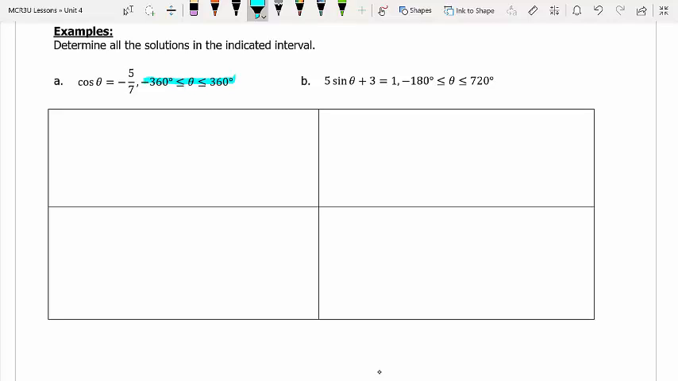First, we're going to use the positive value of this trig ratio to find our related acute angle. So cos of beta is going to be the positive version of that, 5/7. Because this is not a special triangle, we're going to use our calculator to solve for beta, and you're going to get 44 degrees.